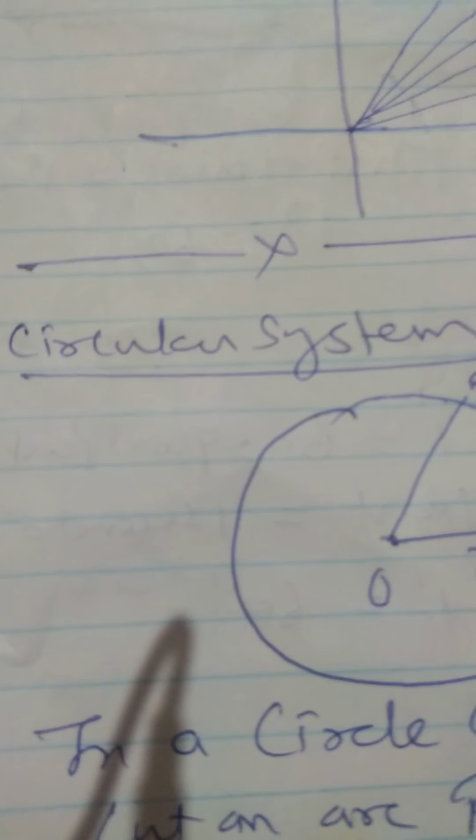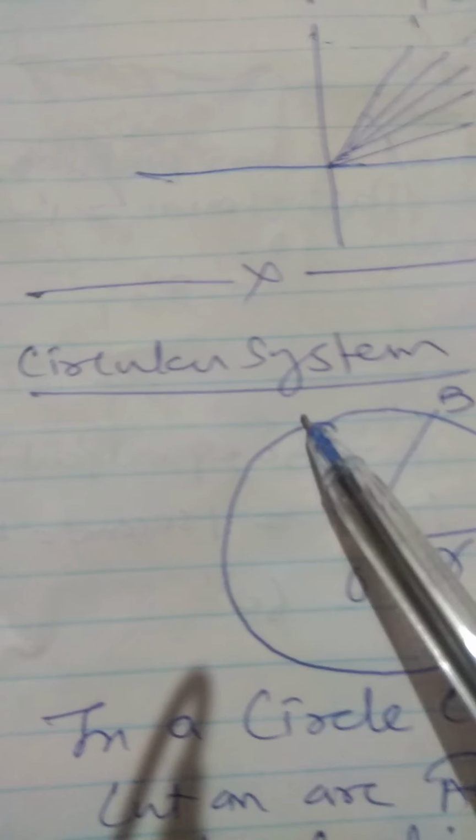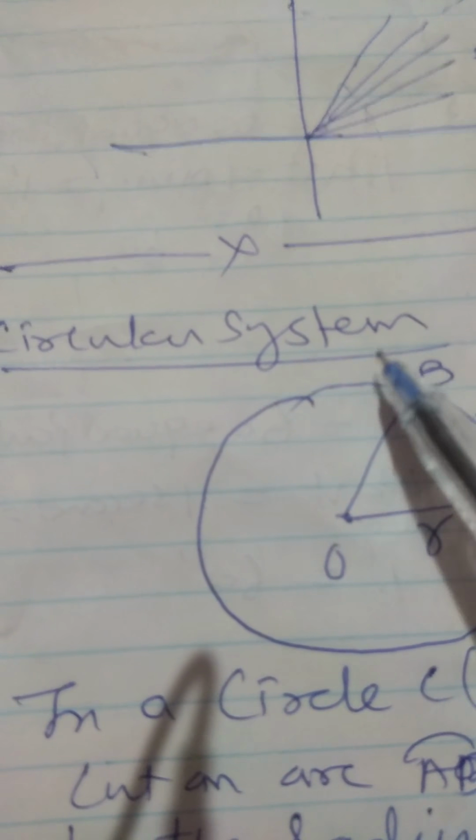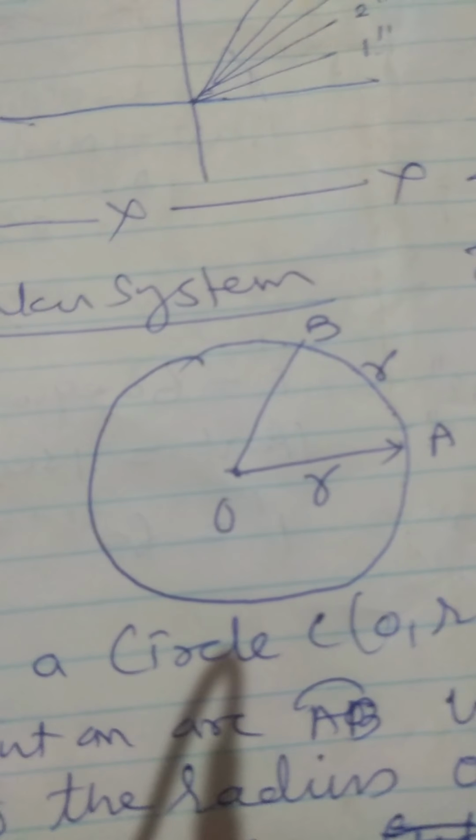Now, the third system is the circular system. That is the most important system. In this system, we measure an angle in radians. So, how can you define the radian?